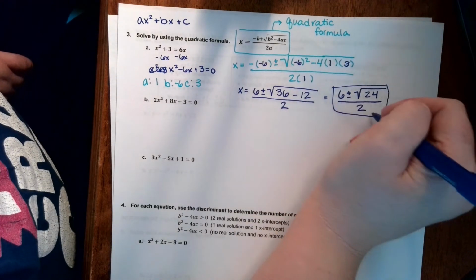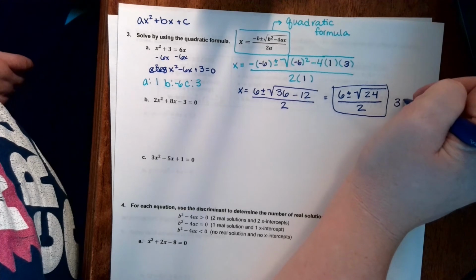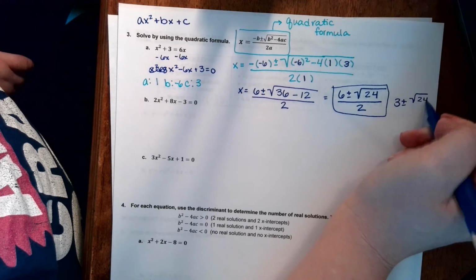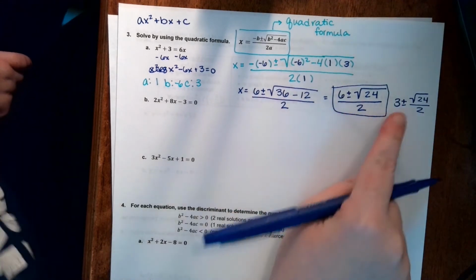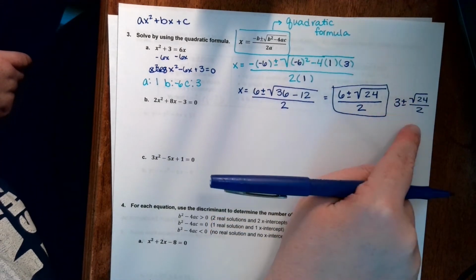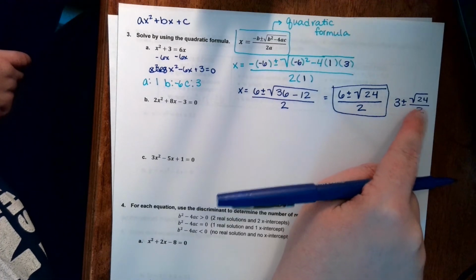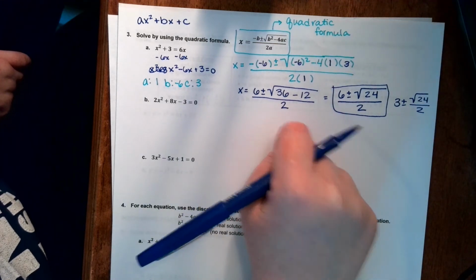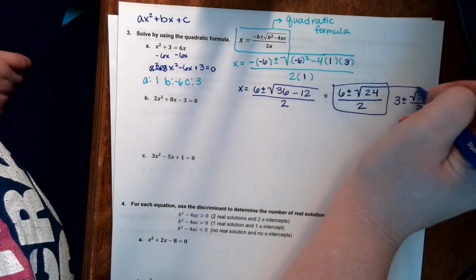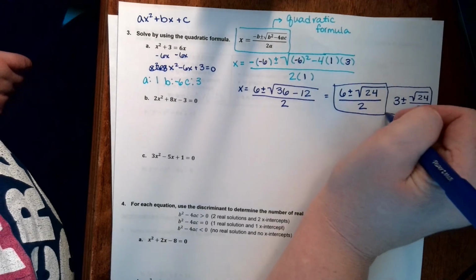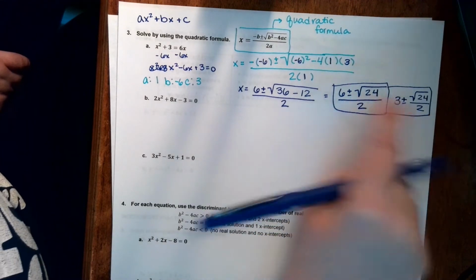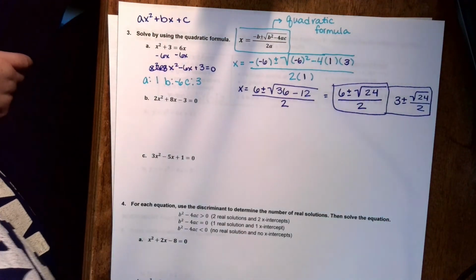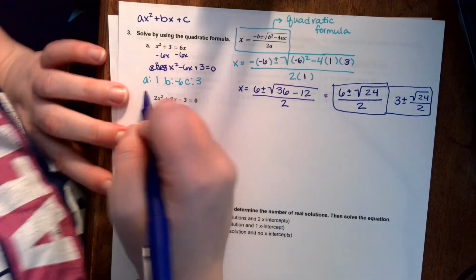You could divide the 6 by the 2 and have this as 3 plus or minus square root of 24 over 2. You cannot divide the 24 by 2 because that 2 is not in a square root. If this were in a square root, then I could. So you could simplify it either way. I have a feeling you would see this more than you would see this. But they're both correct.